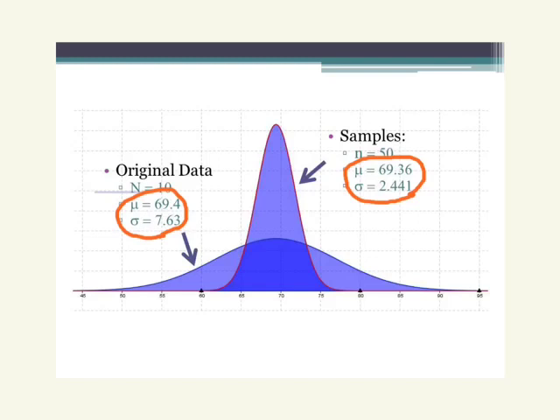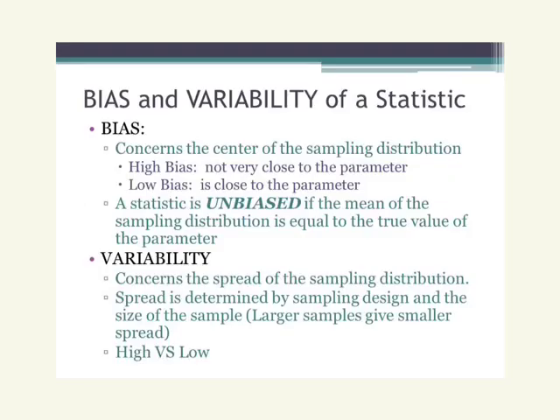So let's talk about a couple of terms that are going to be really important to us in future chapters. The terms that we want to introduce here are the ideas of bias and variability. When we refer to bias, we're relating to the center of the sampling distribution. If we have a sampling distribution that has high bias, that means it's not very close to the true parameter. If we have a sampling distribution with low bias, that means it's close to the parameter.